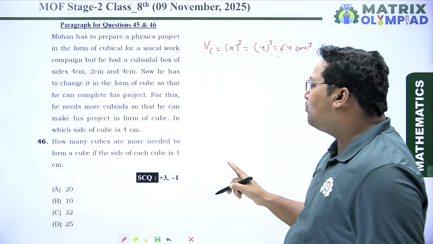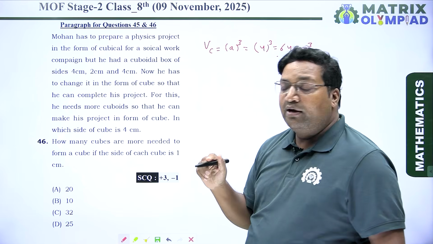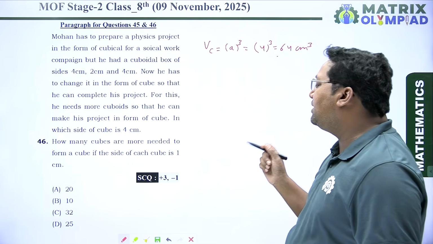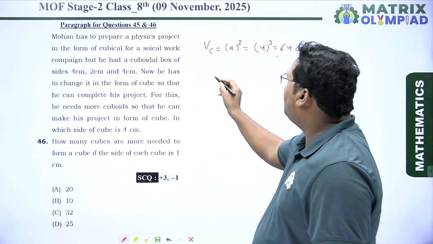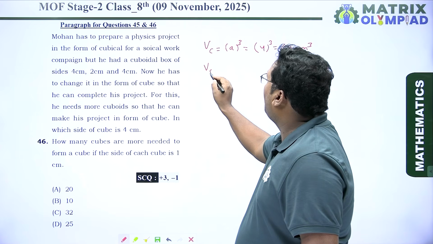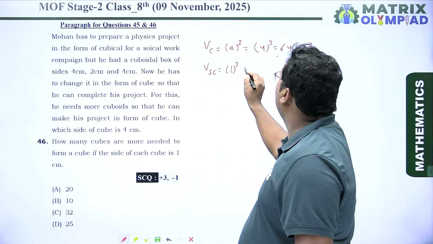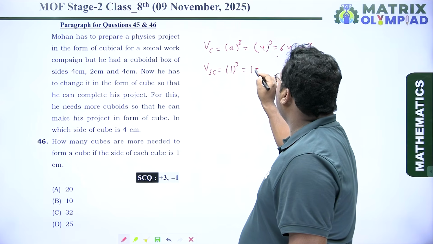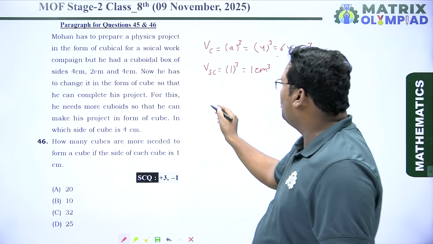Now we have to find out how many more cubes are needed to form a cube if the side of each cube is 1 centimeter. So small cubes are given of side 1 centimeter. So the volume of a small cube is 1 cube, which is equal to 1 centimeter cube. Now we have to find out the number of cubes.